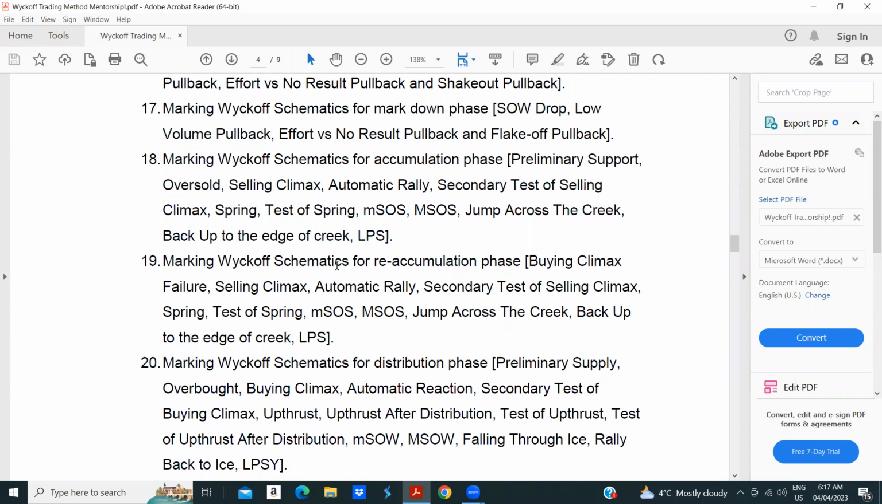Moreover, and similarly, we'll also mark the Wyckoff semantics for the reaccumulation phases like buying climax failure, selling climax, automatic rally, secondary test of selling climax, spring, test of spring, minor sign of strength, major sign of strength, jump across the creek, back up to the edge of creek, and then LPS.